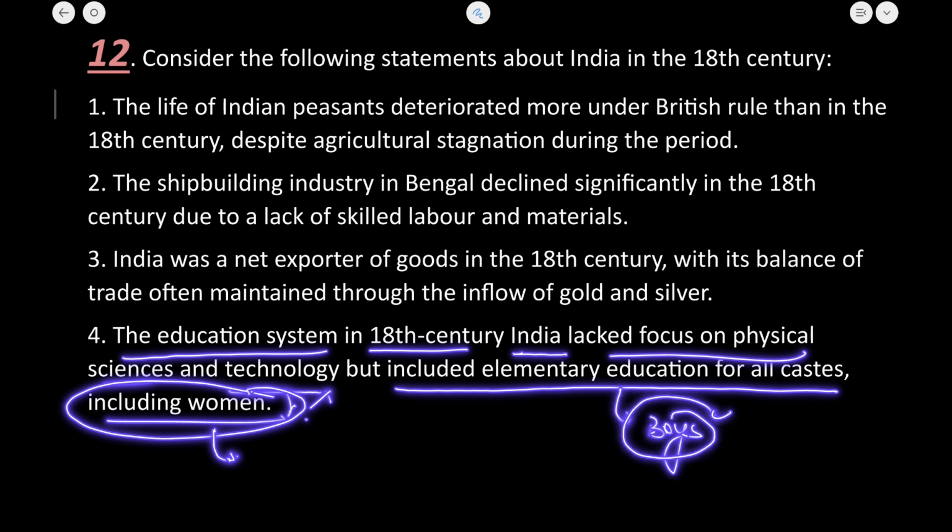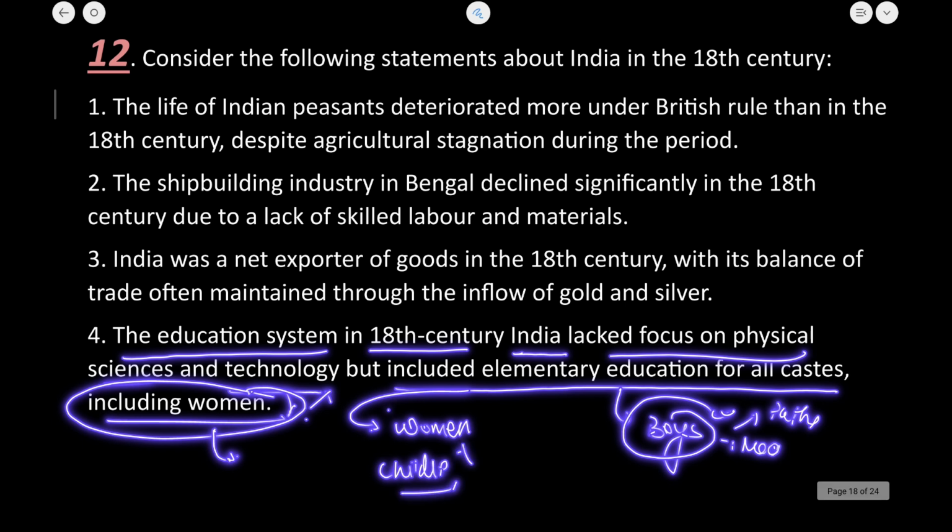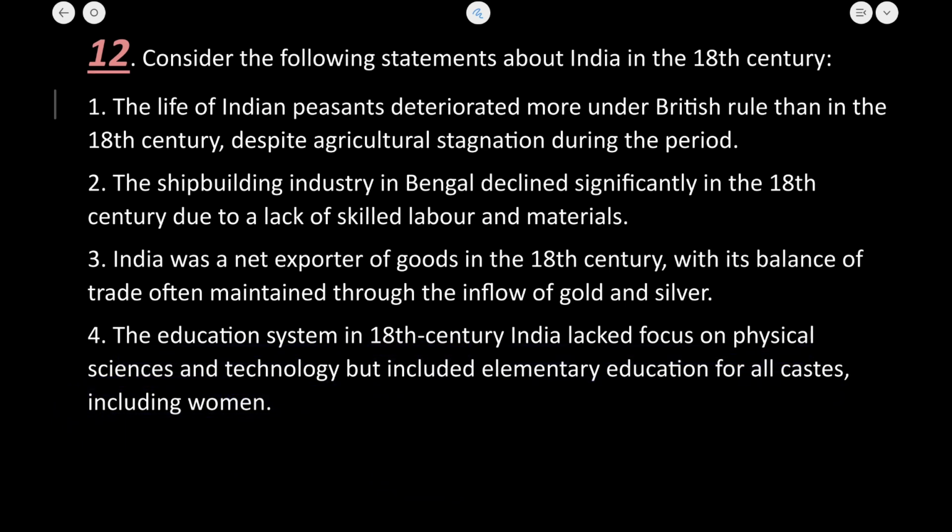Why is this incorrect? Because elementary education was widespread but not for all castes, but for boys. और कहाँ पे होती थी ये? पाठशालाज में हिंदूज पढ़ते थे, मदरसाज में मुस्लिम्स पढ़ते थे. And this elementary education spread rarely included women and it rarely included children from lower castes. It did not. ठीक है, it also included physical science and technology but वो सबके लिए नहीं था. तो फोर्थ स्टेटमेंट भी हमारा इनकरेक्ट है.